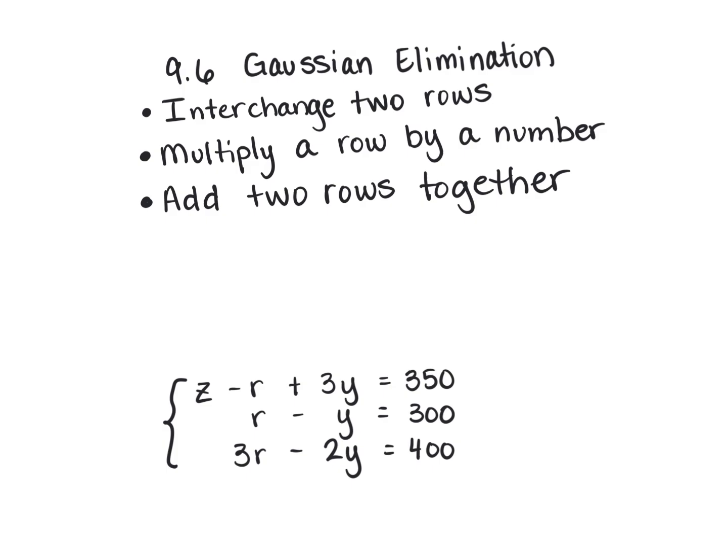So as we start the very last section of this semester, it's called Gaussian elimination. And as it indicates, you're going to be eliminating things. And to do this, you have to have row operations. So these are the 3 row operations you can have. You can interchange 2 rows, you can multiply a row by a number, or you can add 2 rows together. So I have given you a handout to go along with this video.